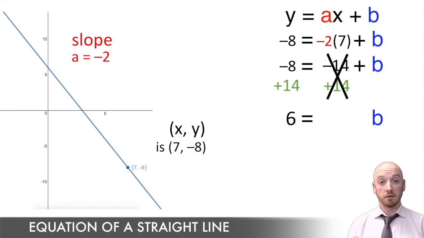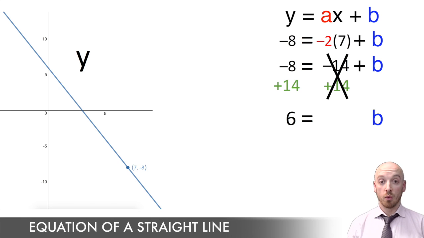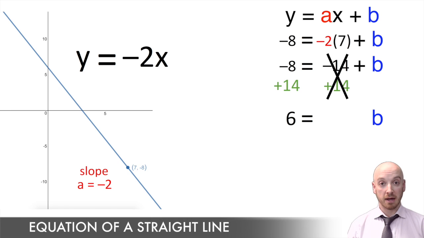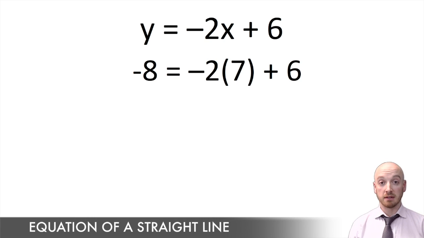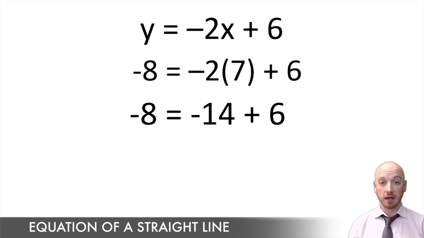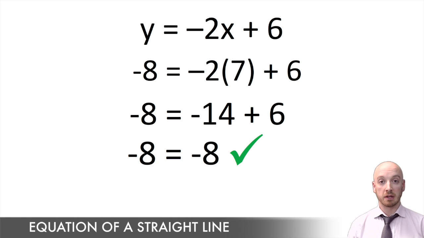And now that I've solved for b and I can see its value is 6, I can write out the equation of that line and define it perfectly. And it's going to be y equals negative 2x plus 6. Negative 2 is the slope and positive 6 is the y-intercept. And now that I have the equation of the line, I could plug in 7 and negative 8 and just confirm that I did my work properly, and that 7 and negative 8, when plugged in for x and y, keep the equation perfectly balanced.